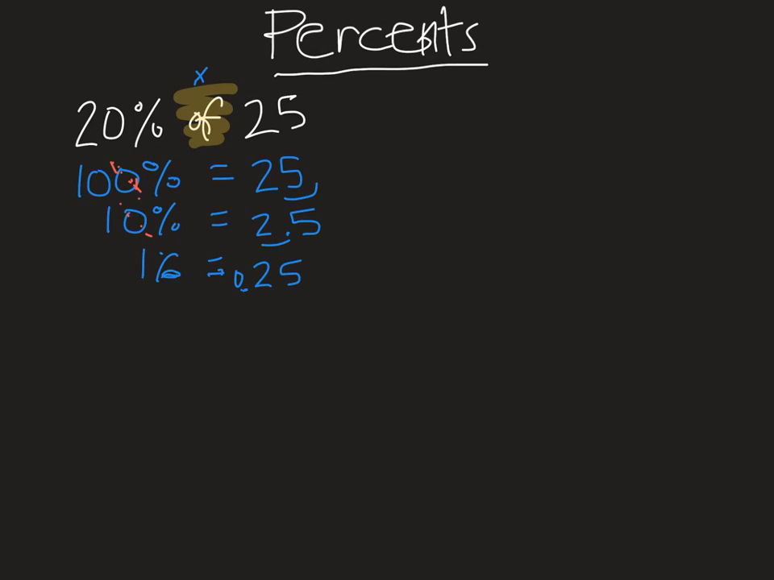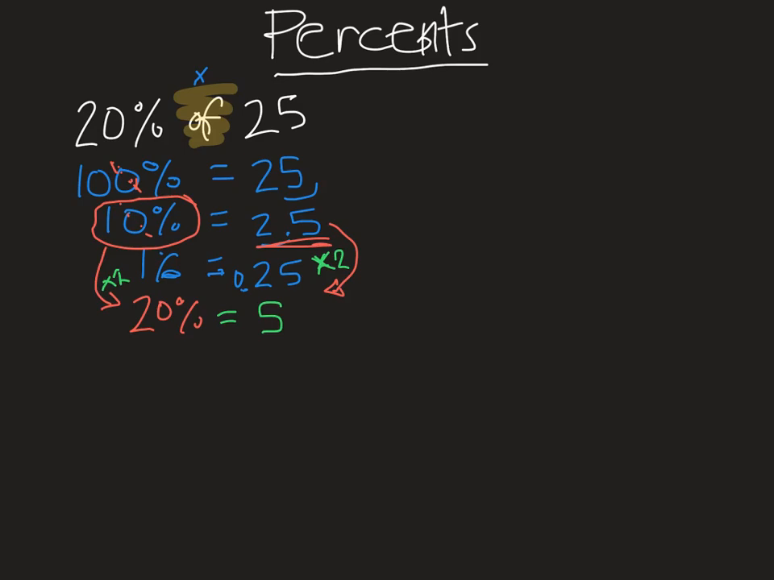Okay, if I want to find 20% of 25, if I know that 10% here equals 2.5, then all I have to do, remember what you were doing with ratio, if 10% is 2.5, 20% means that I've multiplied by 2 on this side, so I'm going to multiply by 2 on that side. So 10 times 2 is 20, so 2.5 times 2 equals 5. So that means that 20% of the number 25 is 5.